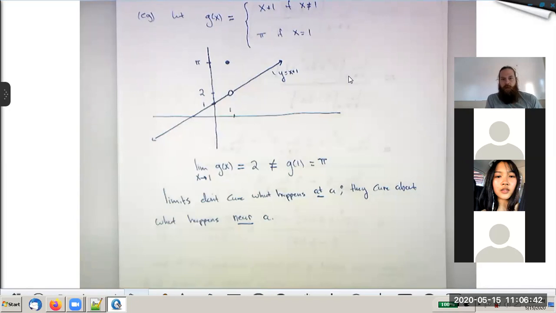This is one of the first intellectual hurdles of Calc 1. So it's important that we spend a second really wrestling with this. What are we thinking or wondering about this?